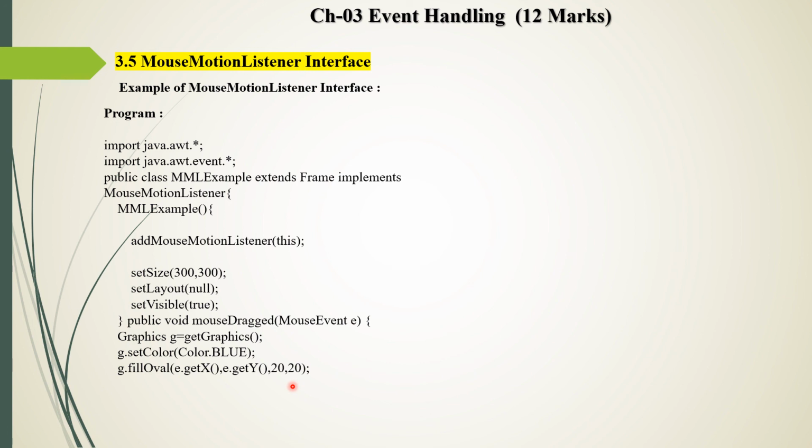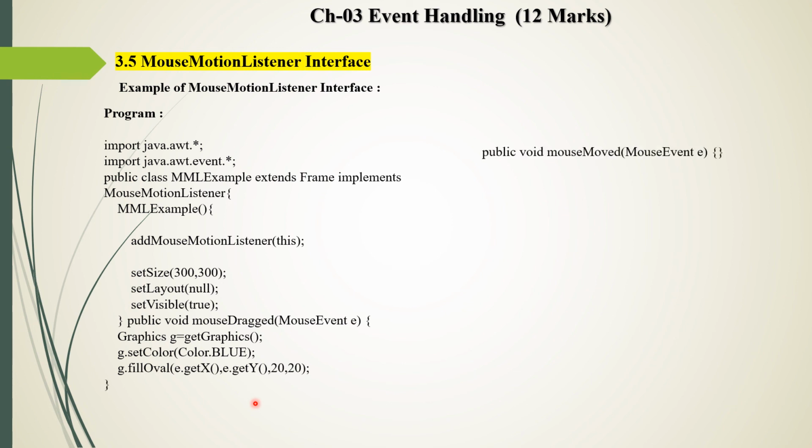So in this program, when one frame is created, and inside the frame you drag the mouse, at that time a blue spot is created. The spot is an oval, and the width and height of the oval is 20 by 20. Okay, so in the output we see this.